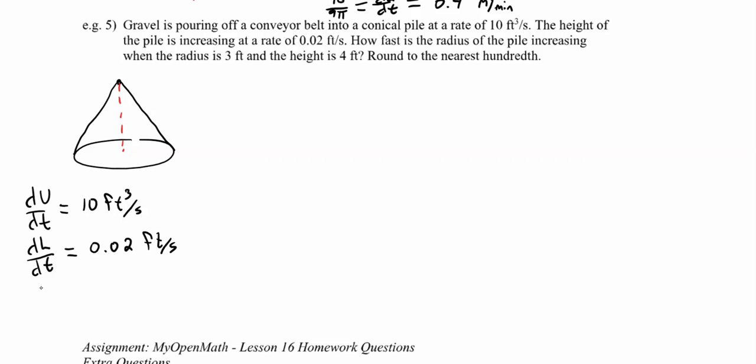We kind of know the radius. We're interested in when the radius is 3 feet, right? So I'll put in 3 for now. But that's going to be at a specific moment, right? That's a changing value. And we know the height, it's 4 feet. And we are after how fast the radius of the pile is increasing. So we're after dr/dt.